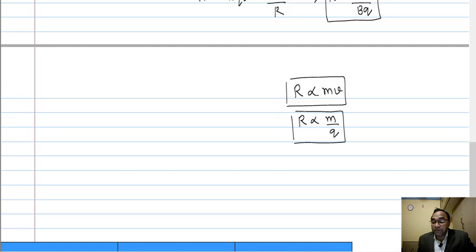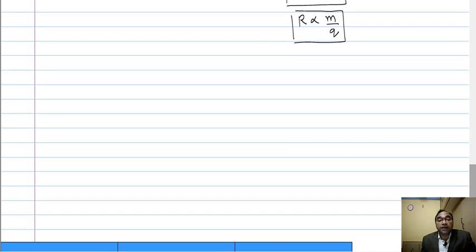Now, if it is moving in a circular path, then definitely it will take some fixed time to complete that circular path. So, that is called the time period. Let us try to find that. So, time period.